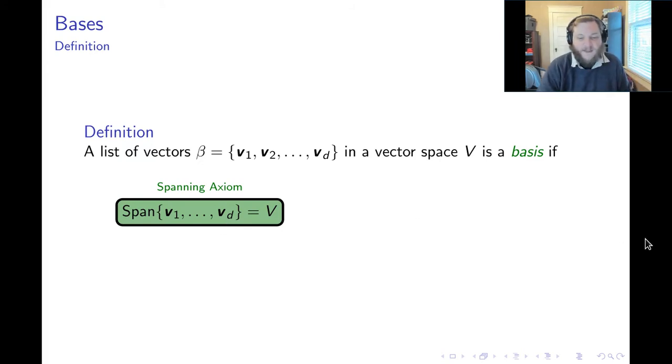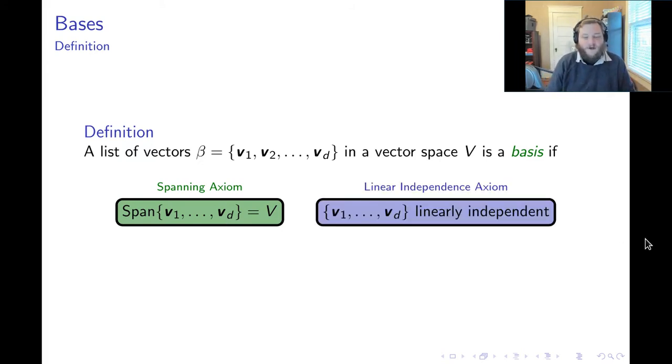The second thing we need is linear independence. We need our list of vectors to be linearly independent. Now, that was what the last lesson was on. If we have a list of vectors and we want to check whether or not it's linearly independent, the quickest way to do this is to put those vectors into the columns of a matrix and check that that matrix has nullity 0.